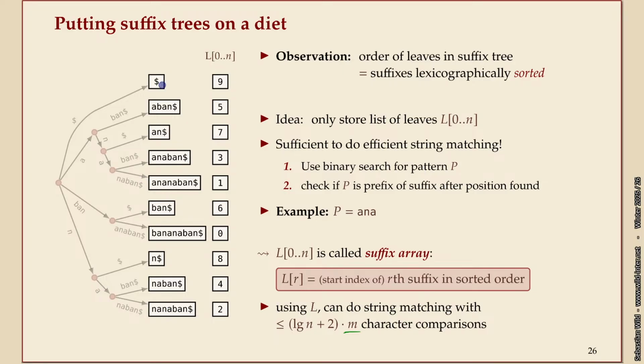And remember, this is what we tend to write for humans, but really the suffix array is just a bunch of numbers, the starting index of the suffix. So even if we just store this single array, the leaf array, where position R gives you the rth suffix in sorted order, you can still do string matching.